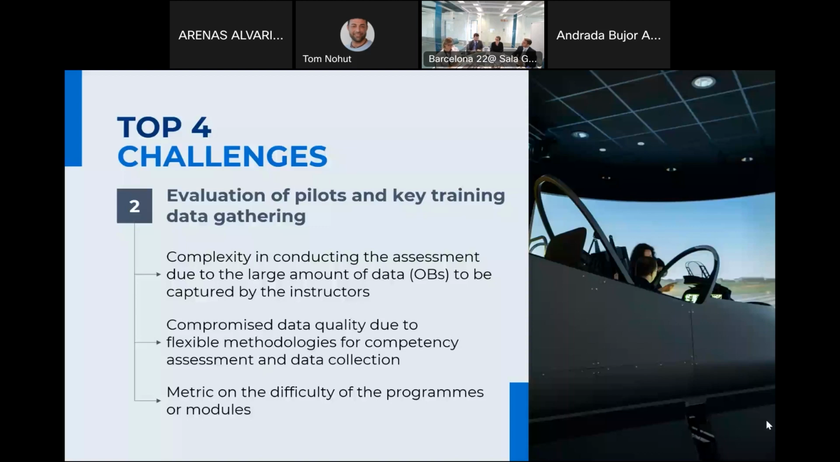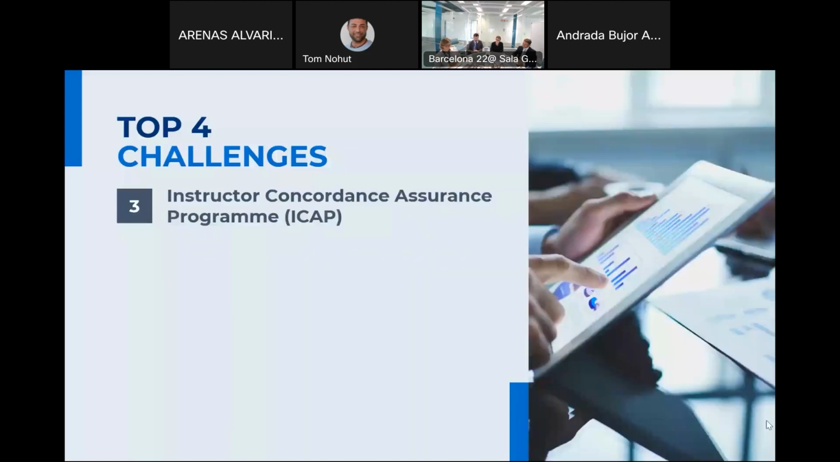Okay, thank you, Nod. Then let's move on to the next challenge, which is the ICAP, Instructor Conformance Assurance Program. This might be the most frequently highlighted challenge among the stakeholders who have participated in the interviews and in the preliminary task. So the ICAP: operators must ensure that the data generated and collected under the training system is reliable. That is, that the training data is capturing the actual performance of the pilots, but does not introduce any bias coming from the instructors themselves. That is, concordance among the instructors must be ensured.